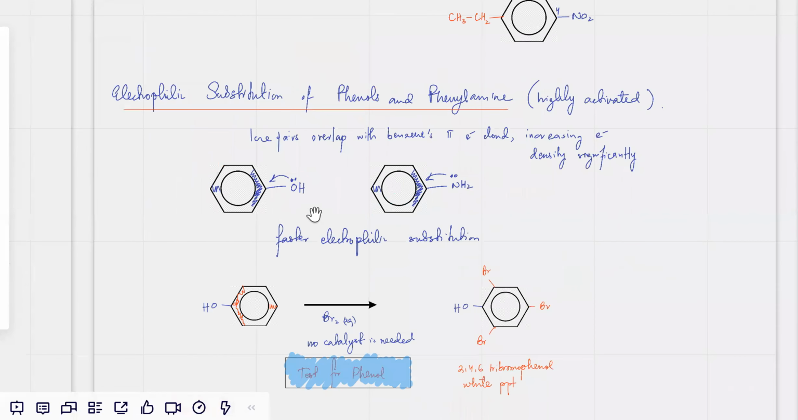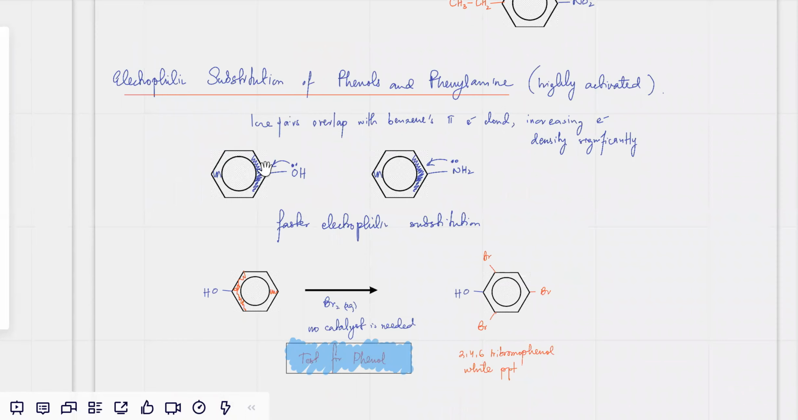Then we did electrophilic substitution of phenols. And I told you that phenols and phenylamines were highly activated groups because the lone pairs were mixing with the benzene electron cloud. So the electron density at positions 2, 4 and 6 was pretty high. So no catalyst was needed in this case. So bromination can happen, or polarization of the bromine molecule can happen by itself, because the electron density is really high in the benzene, in a phenol or a phenylamine.